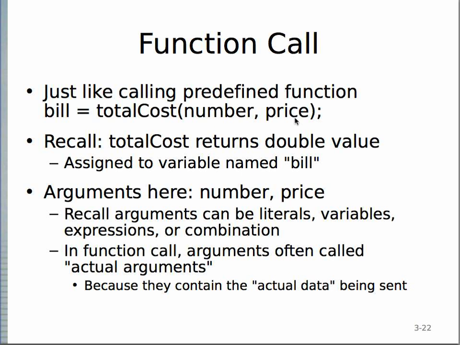You can have variables like these seem to be, although we can't really tell. One of them could be a constant. Even though by convention all constants are all uppercase, one of these could still be a constant. So basically you can have literal constants like 2 or -5, variables, constants, expressions like number times 5 or price times 3, or some combination of these. These are called arguments or actual arguments because they contain the actual data being sent.